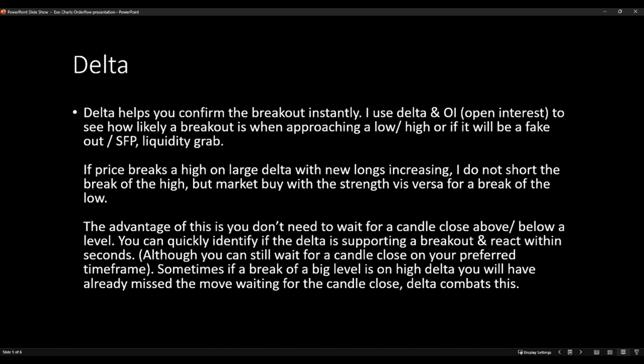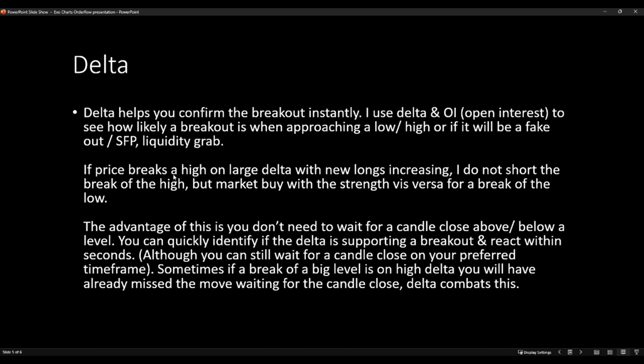So if price breaks a high on large delta with new longs increasing, I do not short the break of that high, but rather, if I'm not in a trade, I just enter at market and buy with the strength, and vice versa for a breakout to the low. If price breaks a low on large negative delta with new shorts increasing, I don't long the break of that low, but rather I just sell with the strength of the market.